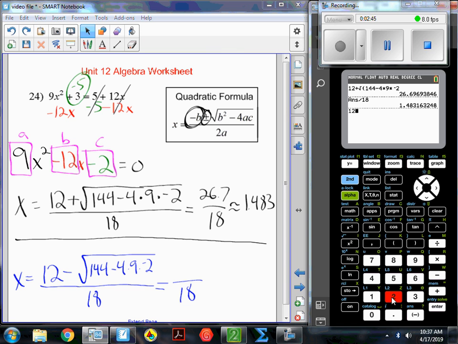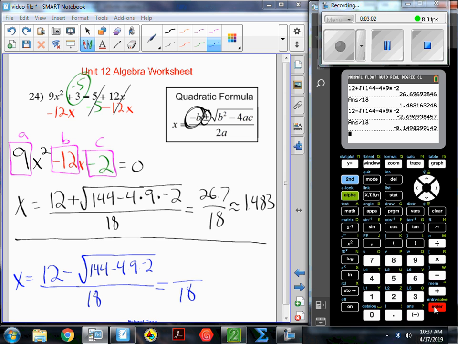So 12 minus square root 144 minus 4 times 9 times negative 2 gives me a decimal, negative 2.696, or negative 2.7, divided by 18. So again, we had negative 2.7 approximately when I rounded that answer just to write it down. And then when I divide the exact decimal by 18, I get negative 0.1498. So that's going to round to negative 0.15.